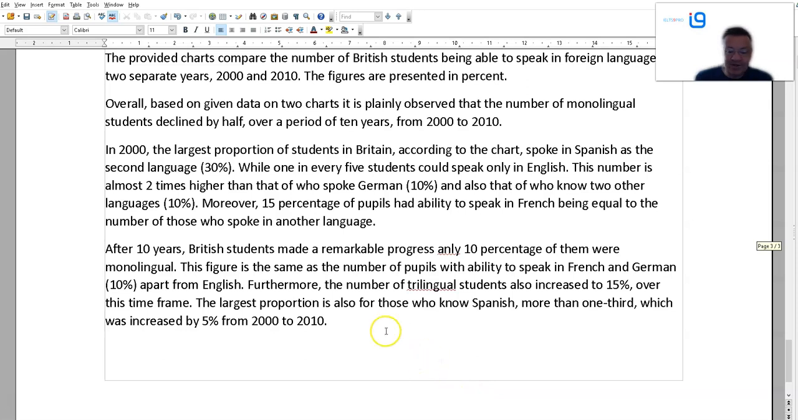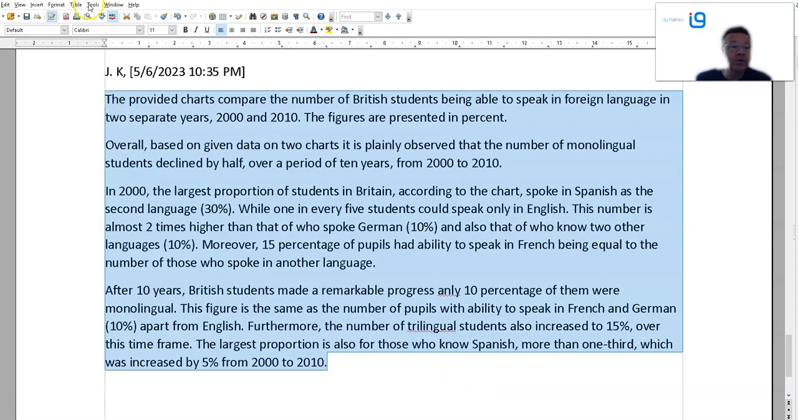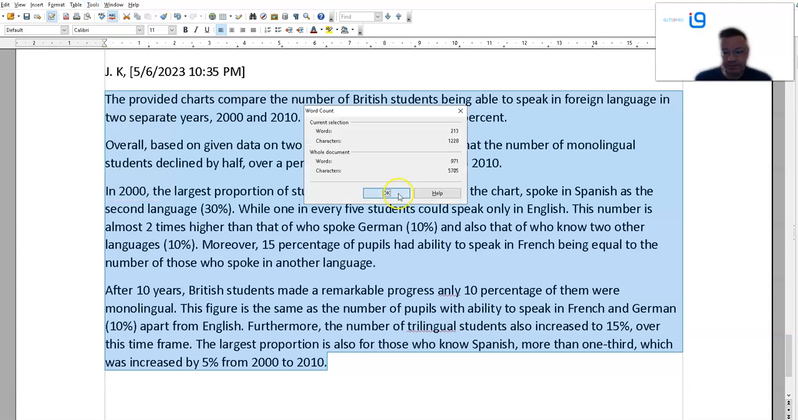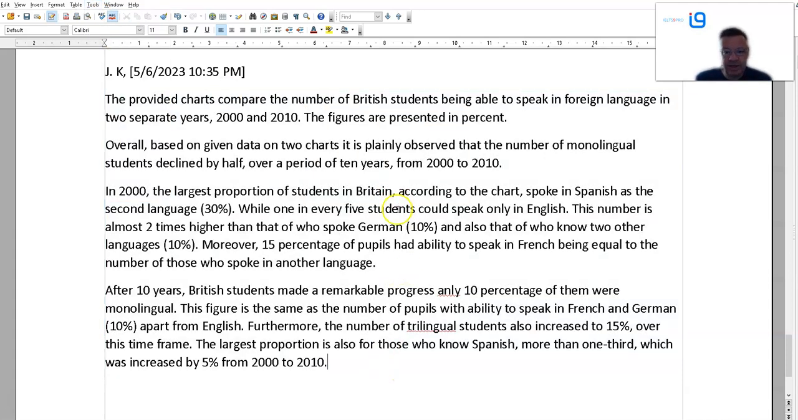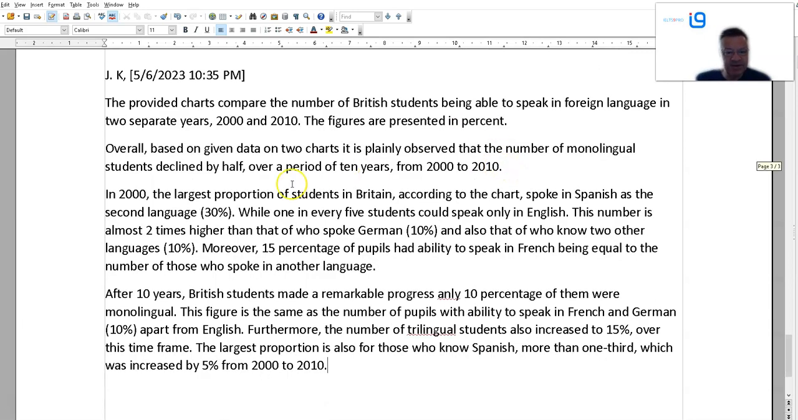So I hope I'm not going to have to say it for the 12th time, though I wouldn't hold my breath. So let's have a look. The provided charts compare them as being able to speak, who can, find out 2 separate years, in percentages, based on given data on 2 charts. Explain it to the students. So that's the key feature. There's only one.